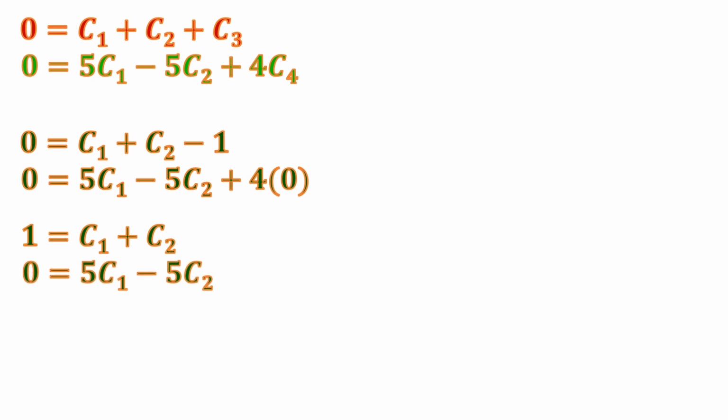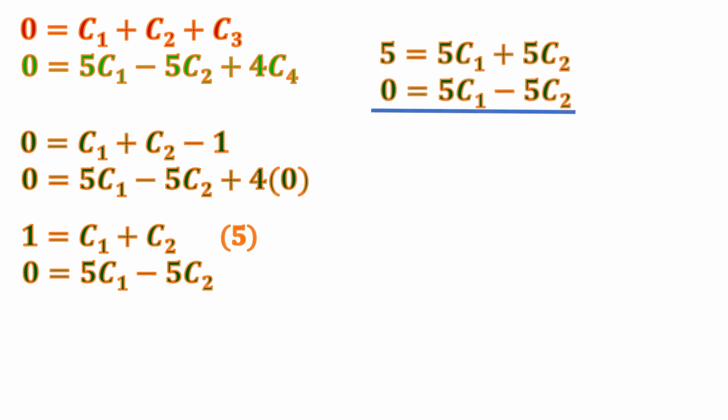Now we are going to multiply the first equation by 5 so that the C2 will be gone. So let's copy and then combine. So 5 plus 0 is 5, 5 plus 5 is 10, so it's 10C1. But 5 plus negative 5 is 0. So dividing both by 10, C1 is 1 half. So we have already found C1.